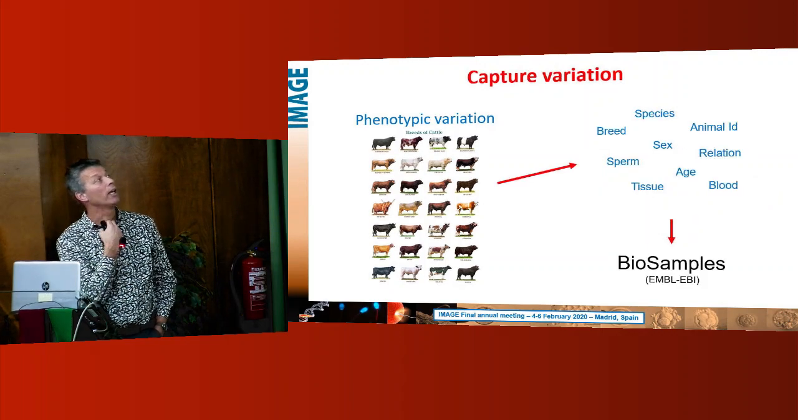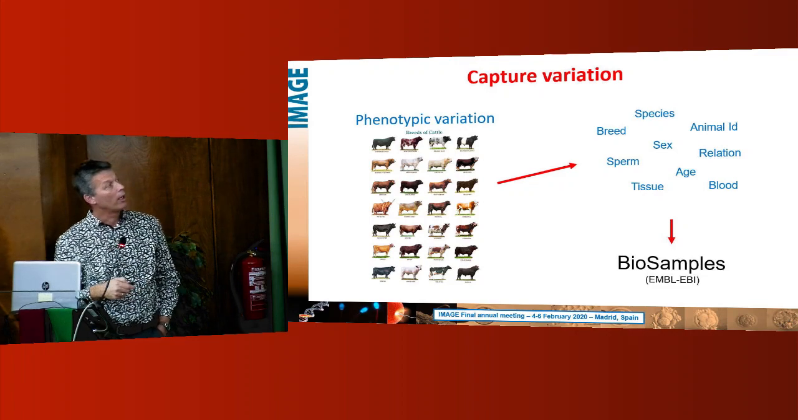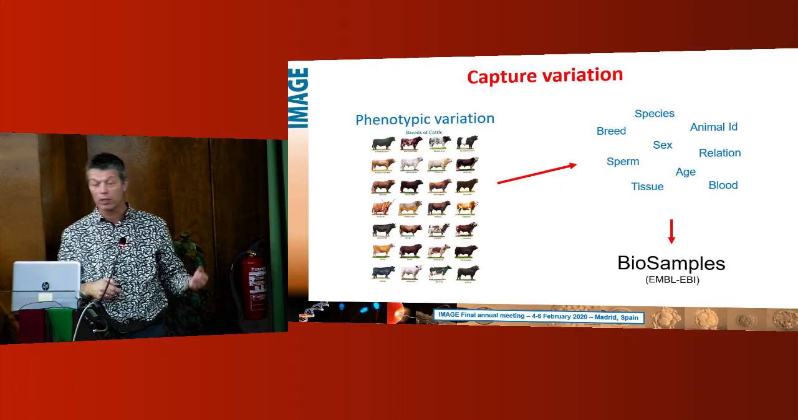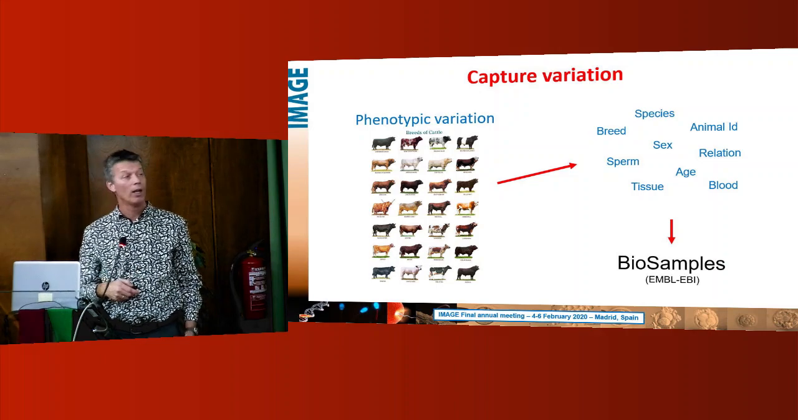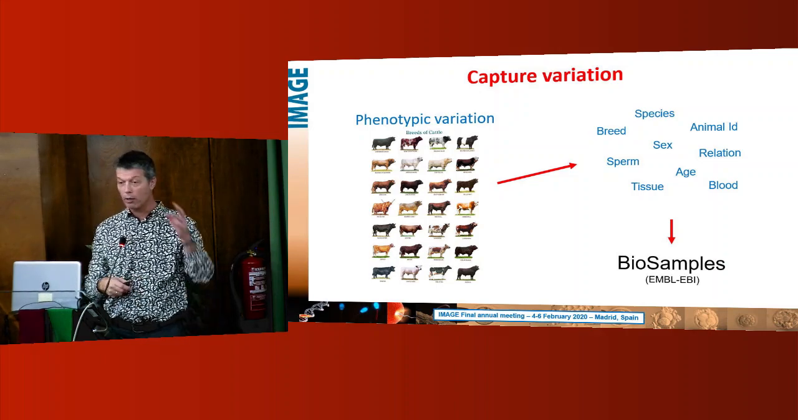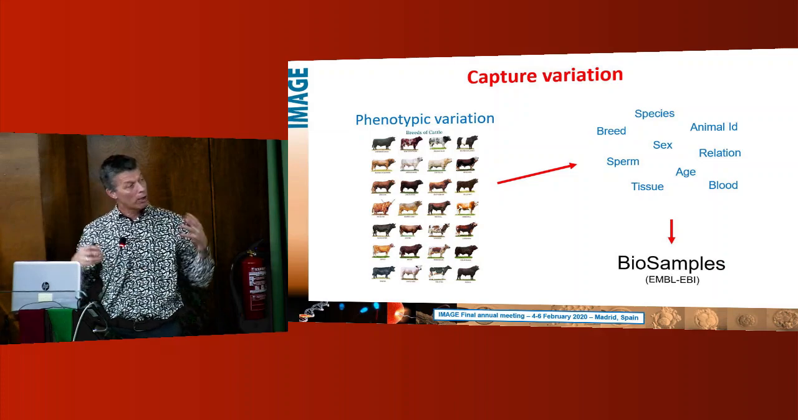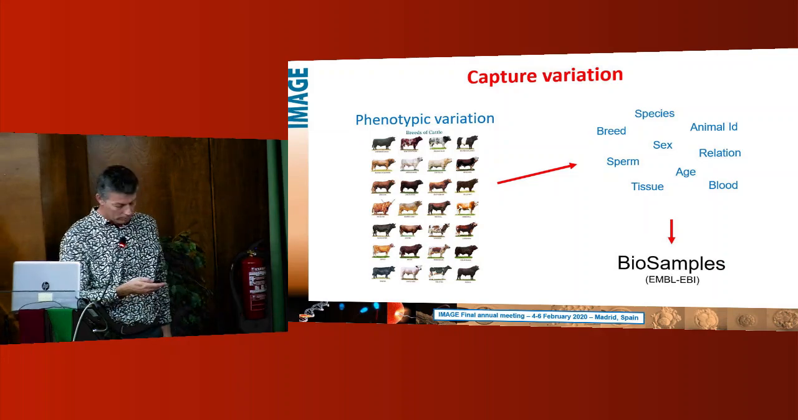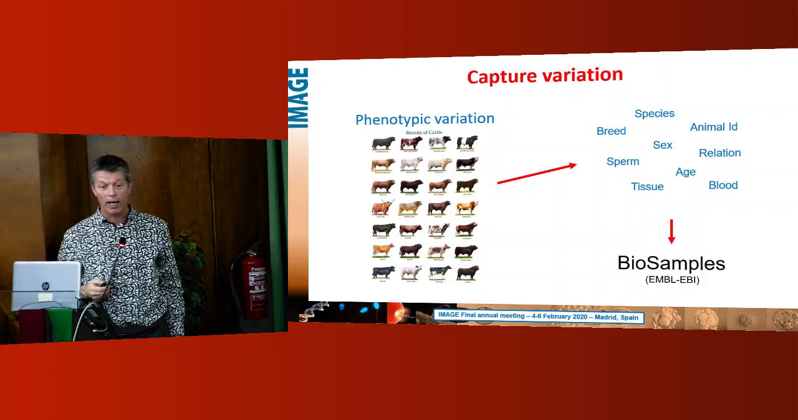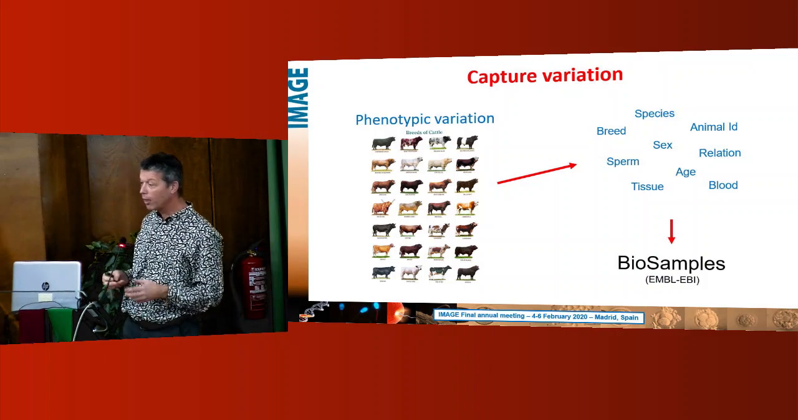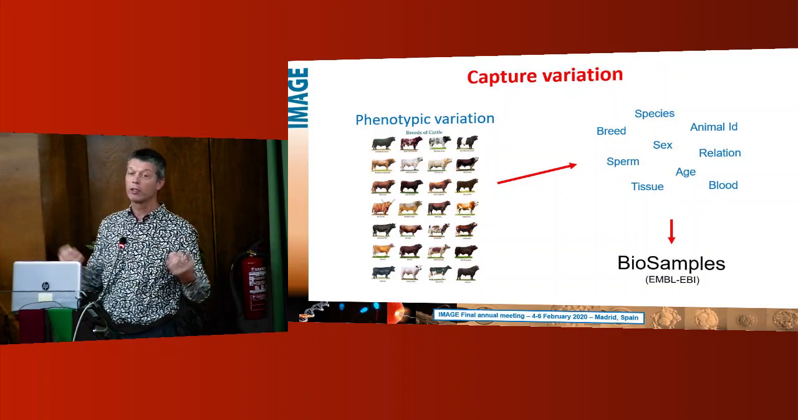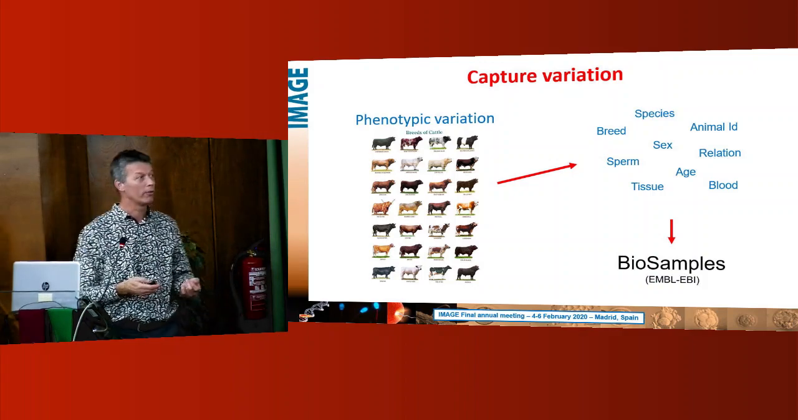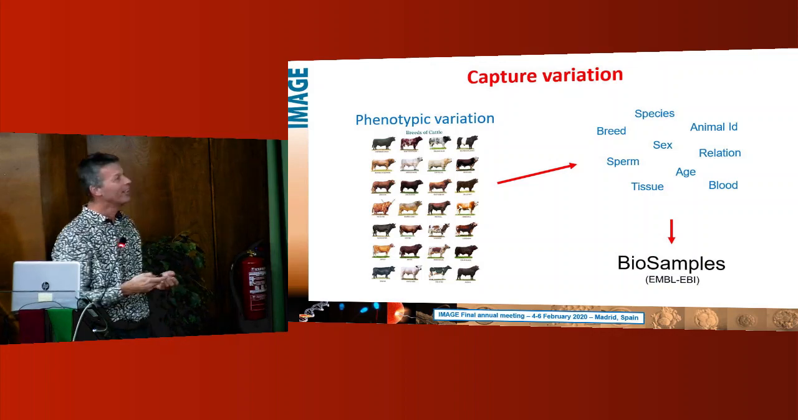But how to capture this? Of course, there is phenotypic variation. You can monitor this: you have species, breeds, animal ID, sex, relationships. What is stored, what is the age, tissue, blood, all this information is part of Work Package 5, which we are putting into databases. That's the first start. And if all these centers do that, then we have a very nice reservoir and overview of what is stored in all the different countries of the world, in principle. That's the ideal situation, of course.